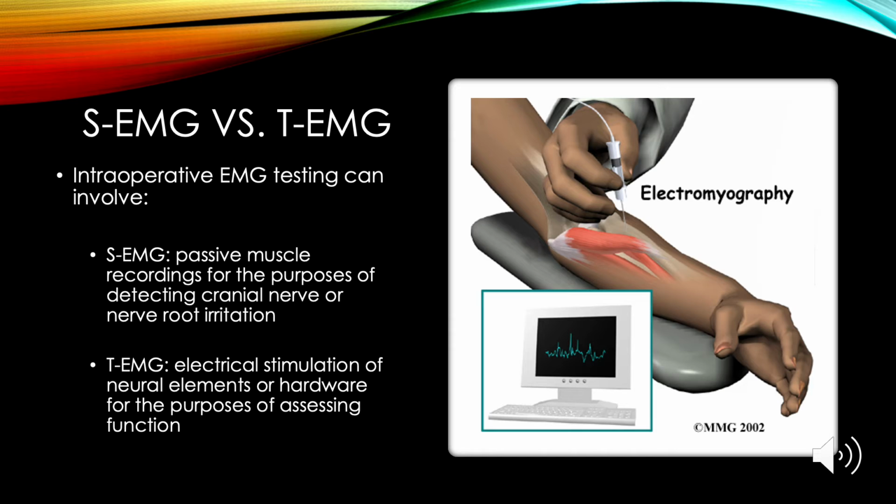Intraoperative EMG testing can involve SEMG, which is passive muscle recordings for the purposes of detecting cranial nerve or nerve root irritation, or it can involve TEMG, which is an electrical stimulation of neural elements or hardware for the purposes of assessing function. Now, in the upcoming slides, I will talk about the difference between these two.